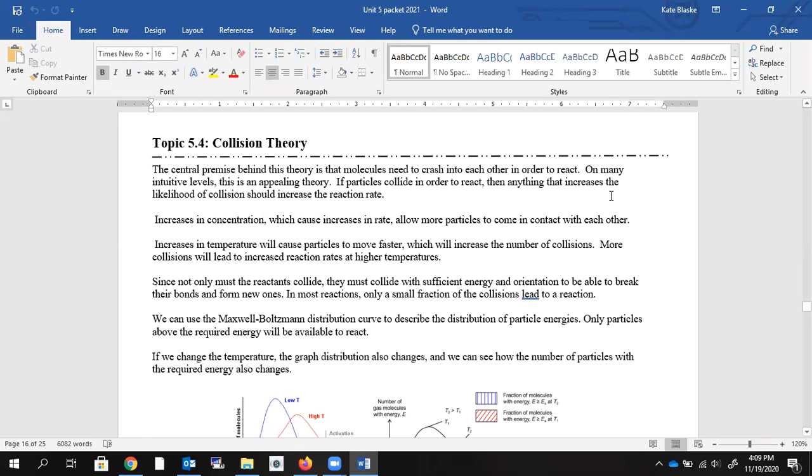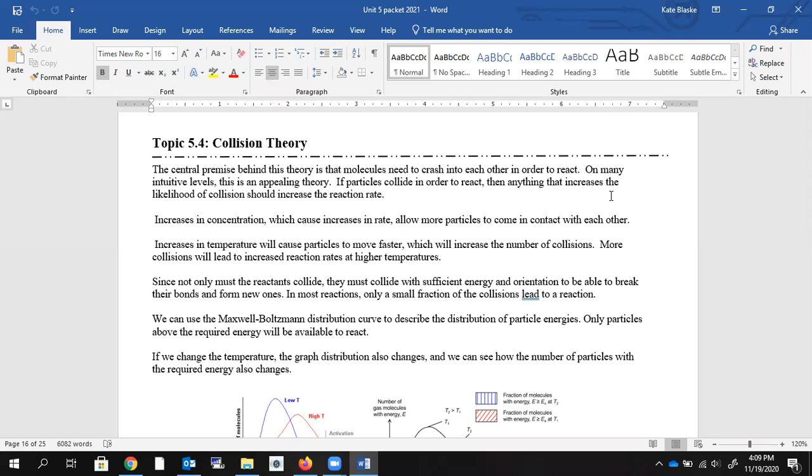Today we're going to talk about topics 5.4 and 5.5. Topic 5.4 is about collision theory. This is probably one of the most common sense sections of anything in chemistry. Collision theory states that in order to react, molecules need to collide with each other, which makes sense.